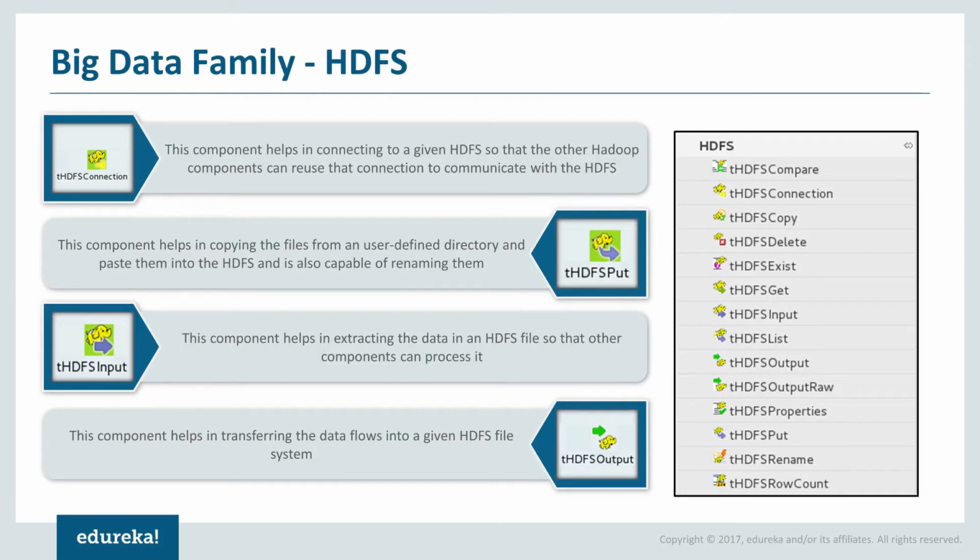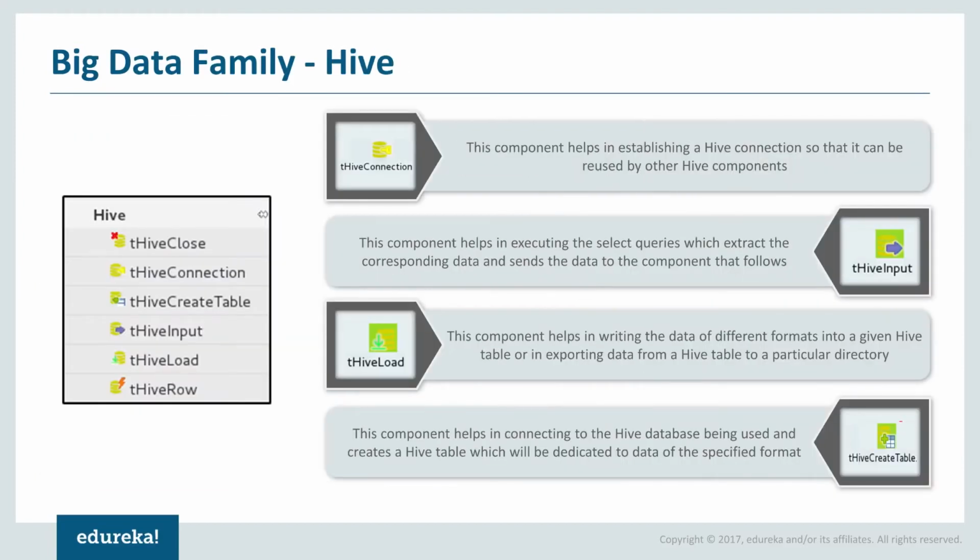Let's see Hive and Pig. First, the big data family for Hive. Hive has very limited components and we can achieve all our requirements using just these. We have tHiveConnection, as the name suggests, which helps in establishing the connection. The resource manager is required in tHiveConnection, which we already saw in the architecture. Then tHiveInput: this component helps in executing select queries. Hive is all about your SQL, right?